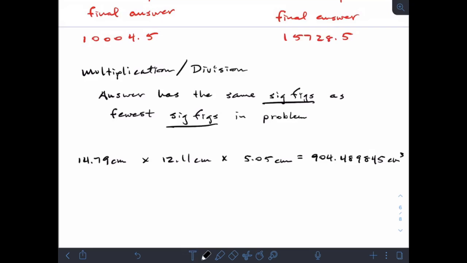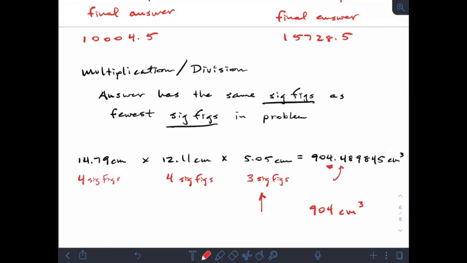Right, so our multiplication division rule is concerned with sig figs. So let's take a look. So our first number has 4 sig figs. Our second number has 4 sig figs. Our third number has 3 sig figs. So our final answer should have the same sig figs as the fewest in our problem. That's right here, 3 sig figs. So I'm going to be looking at my third significant digit. I'm going to look one digit to the right to decide whether I round up or round down. So my final answer here will just be 904 cubic centimeters.